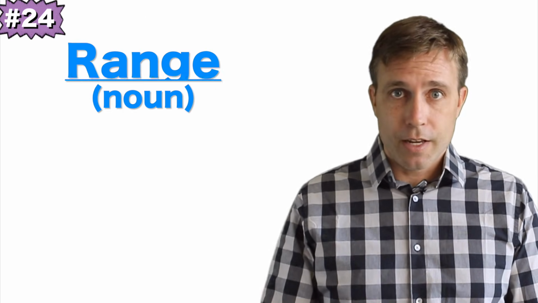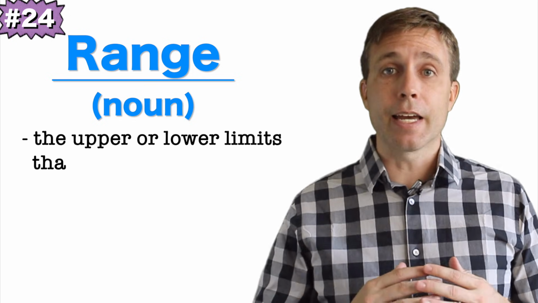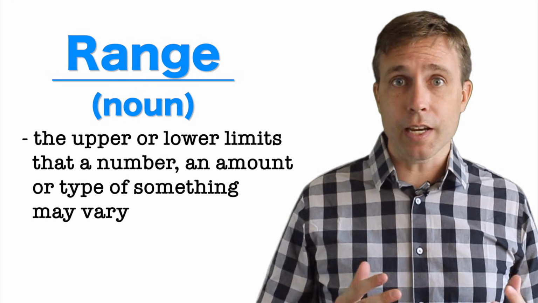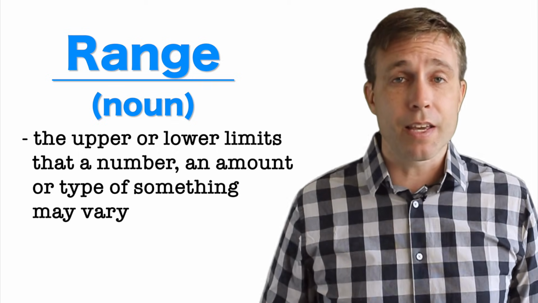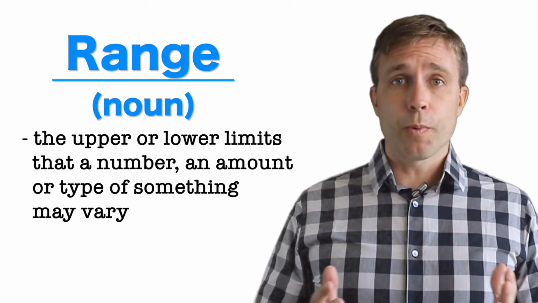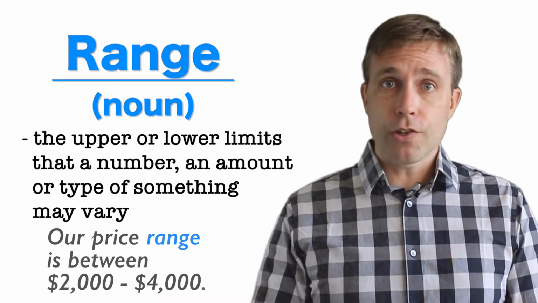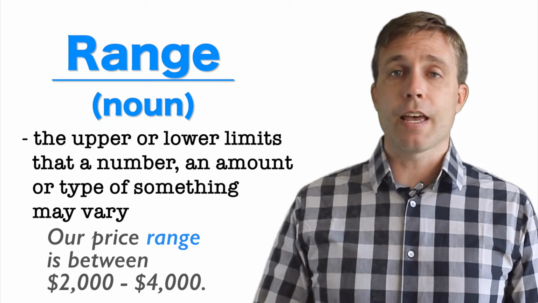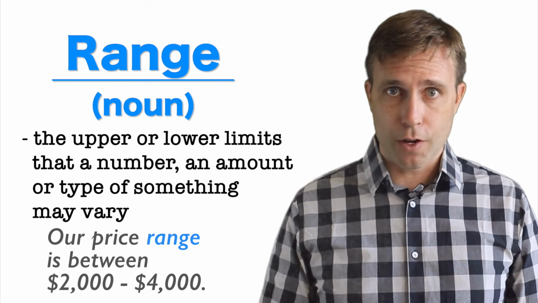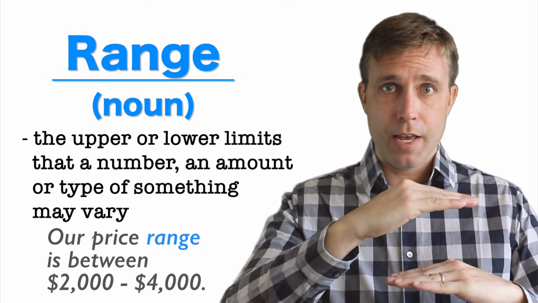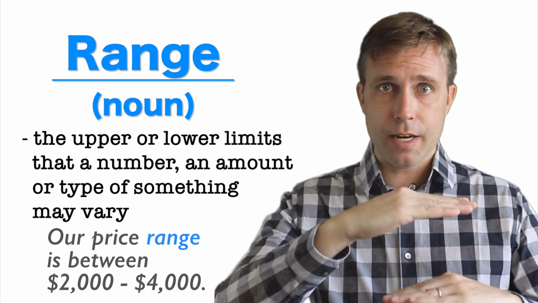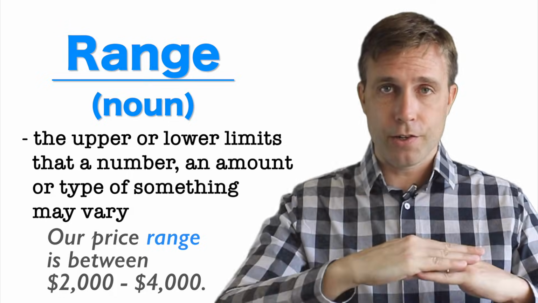Number 24 is range. Now this is the upper and lower limits between which a number, an amount, or type of something may vary. So for example, we could say our price range is between $2,000 and $4,000. So $2,000 is the lower limit, $4,000 is the upper limit, and anywhere between, that is our range.